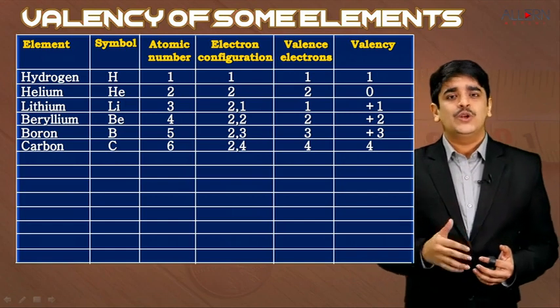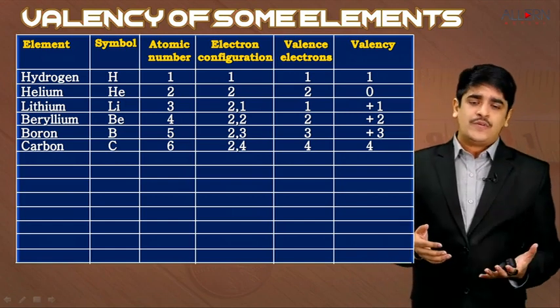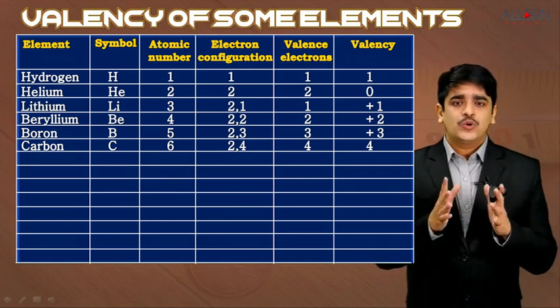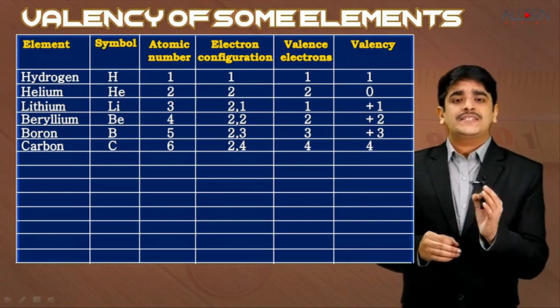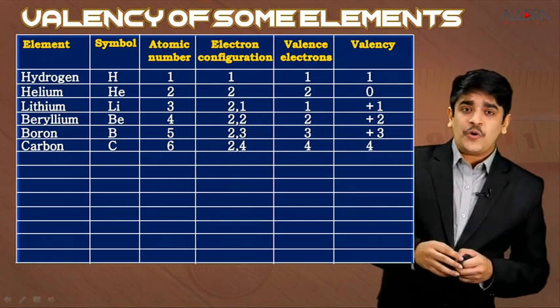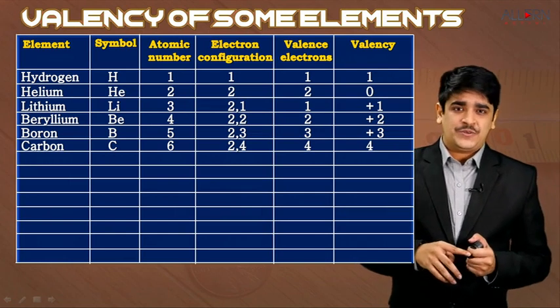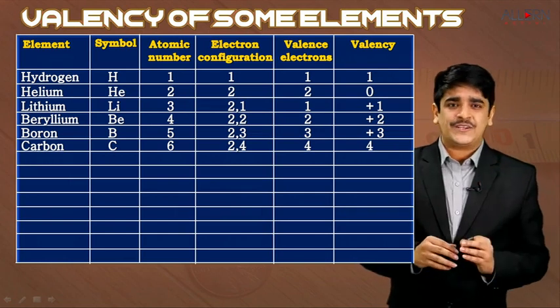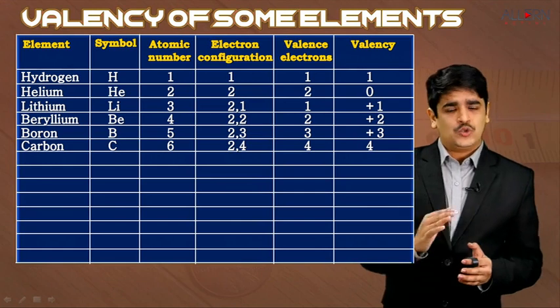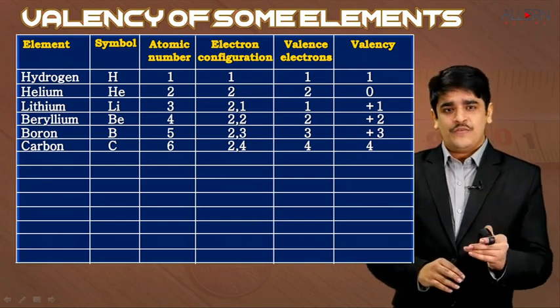Technically speaking, it can lose 4 valence electrons, it can also gain 4 valence electrons. It prefers to gain in most of the cases, and it forms an ion called carbide. But carbon also has an option of sharing valence electrons, and therefore for sharing of valence electrons, I'll say the configuration is 2, 4 and the valency is exactly 4.